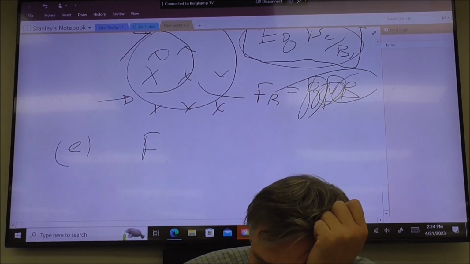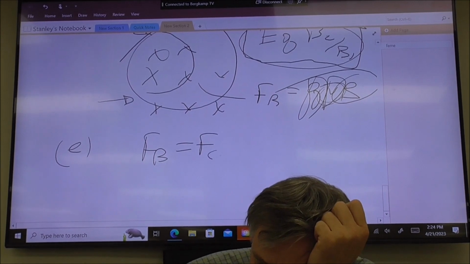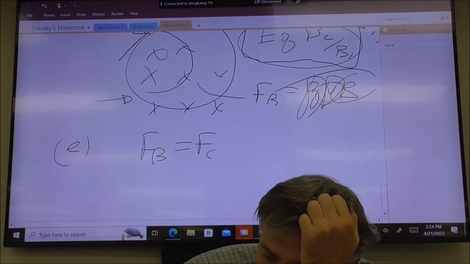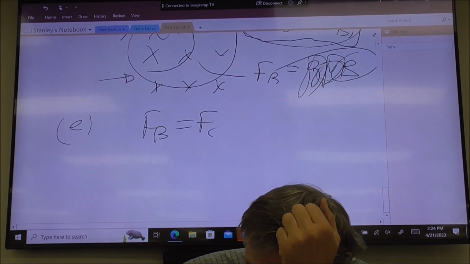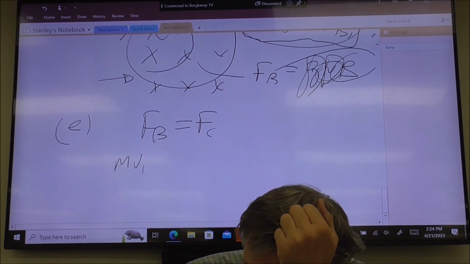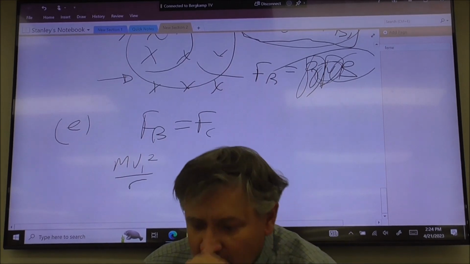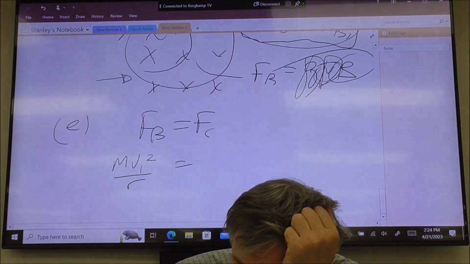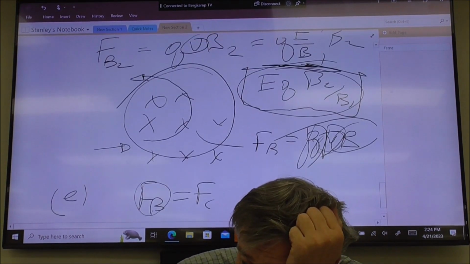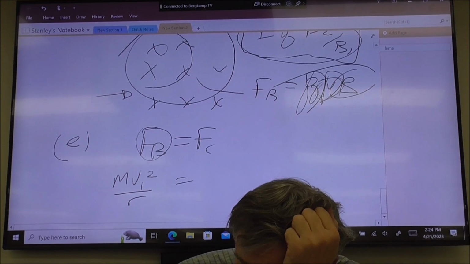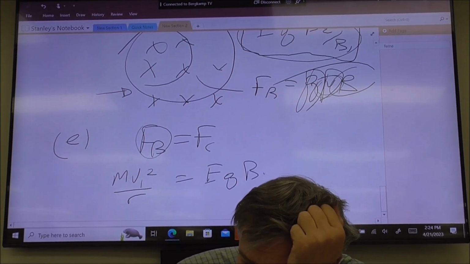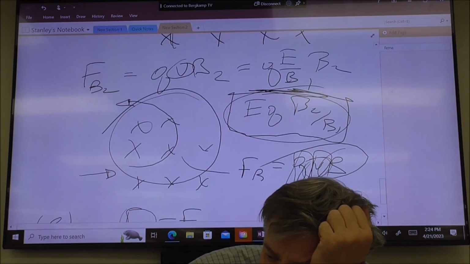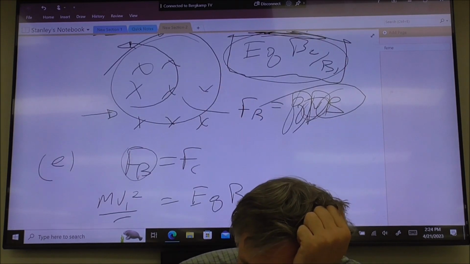So here's the idea. The centripetal force is equal to your magnetic force, right? So your centripetal force is going to be mv squared over R. True? Okay? And that's going to equal the force from the magnet, which we said was QE, B1 over B2. So all I did was take that and rearrange it a little bit. It's actually B2 over B1.